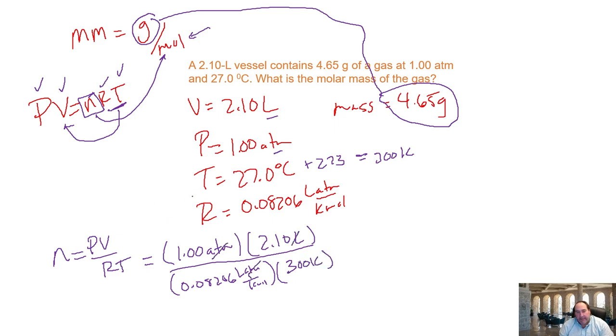Atmospheres will cancel, liters will cancel, Kelvin will cancel. Hard to see there, sorry, but that says moles is the unit that we have, which will flip to the top when we divide. And we will do 1 times 2.10 divided by 0.08206 and divided by 300, going to give us 0.08530. That looks like a weird three. Let's try to fix that 30 there. We'll fix it.